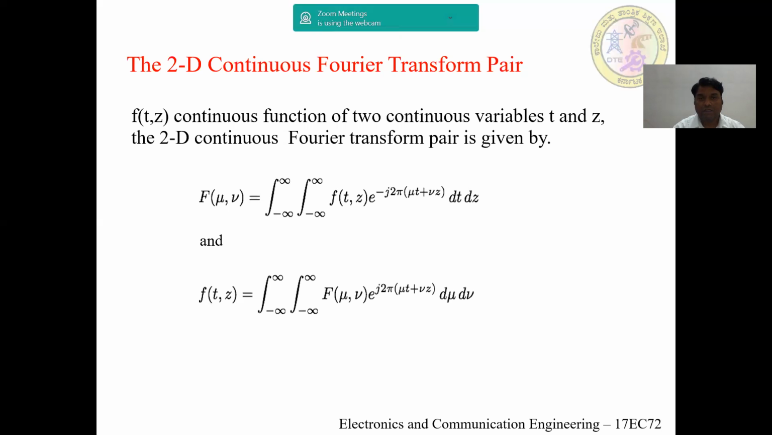where μ and v are frequency variables, t and z are spatial variables, and f(t, z) is equal to the double integral of F(μ, v) e^(j2π(μt + vz)) dμ dv, and the integration varies from minus infinity to plus infinity, for both the integrals.